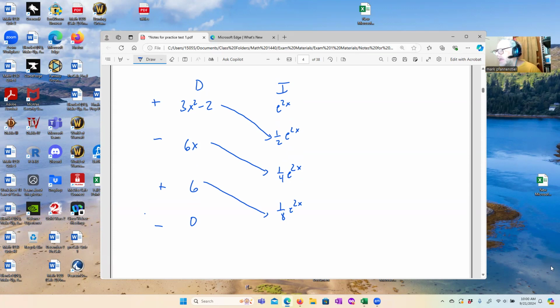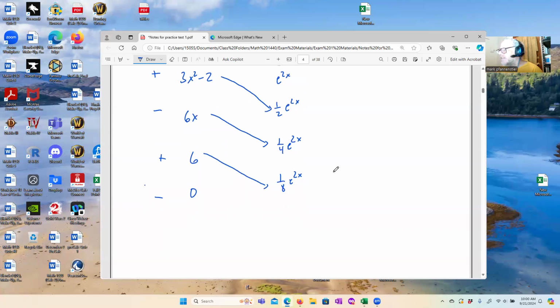So I'm going to say that my answer here is going to be 1/2 (3x squared minus 2) e to the 2x. I just multiplied this first row and the second row together. Minus 6/4 x e to the 2x. Right, that's this piece here. Plus 6/8 e to the 2x plus c.